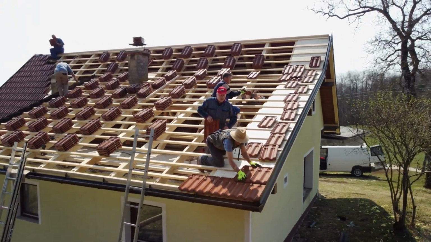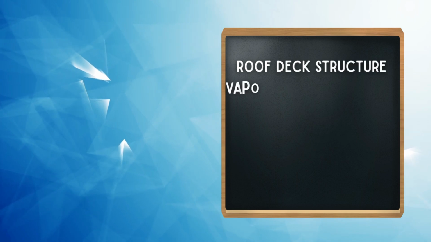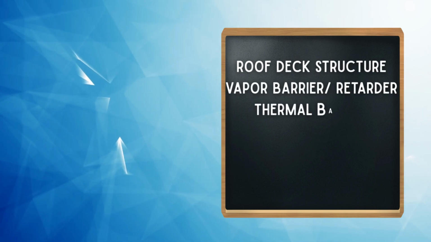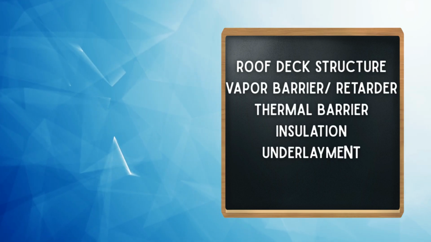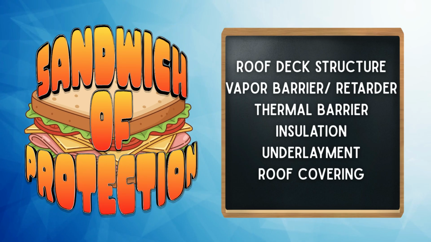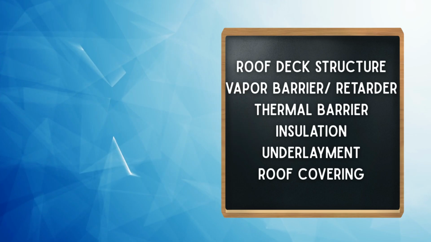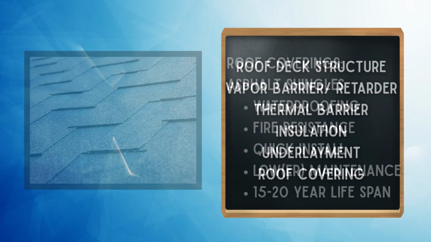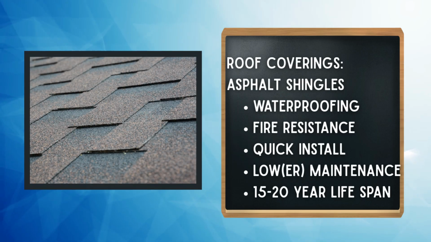to the elements. It includes the roof deck structure, a vapor barrier or retarder, thermal barrier, insulation, underlayment, and roof covering. These elements are often described as a sandwich of protection. Roof coverings can be made from a myriad of different materials. The most common, asphalt shingles, provide waterproofing and fire resistance. They are quick to install and can require less maintenance than other roofing options. But longevity is limited, approximately 15 to 20 years on average.